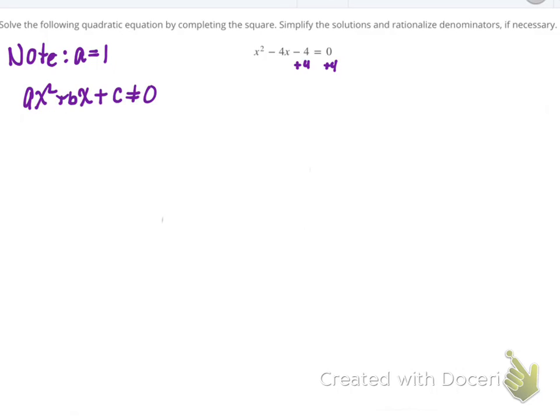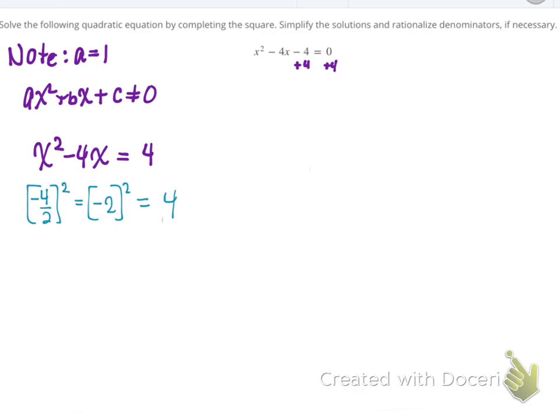So this is going to give me x squared minus 4x equals 4. Okay. Now what I'm going to do is take half of the middle term. The middle term, I'm calling this b right here. Take half of b and square it. Okay, so let's see what that looks like. This is side work. Take half of b, that means divided by 2, and square it. This gives me negative 2 squared. This gives me 4.